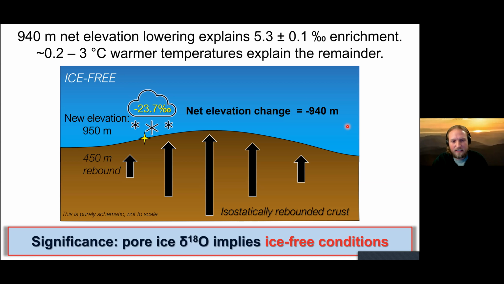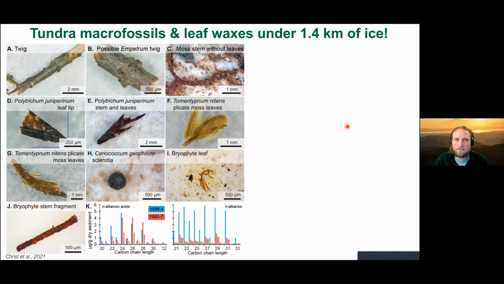This is all to say that these enriched pore ice delta-18O values require precipitation at lower elevations that imply ice-free conditions. The second line of evidence for ice-free conditions in northwestern Greenland and preserved in the sediment was that we discovered tundra macrofossils as well as leaf waxes underneath 1.5 kilometers of ice.